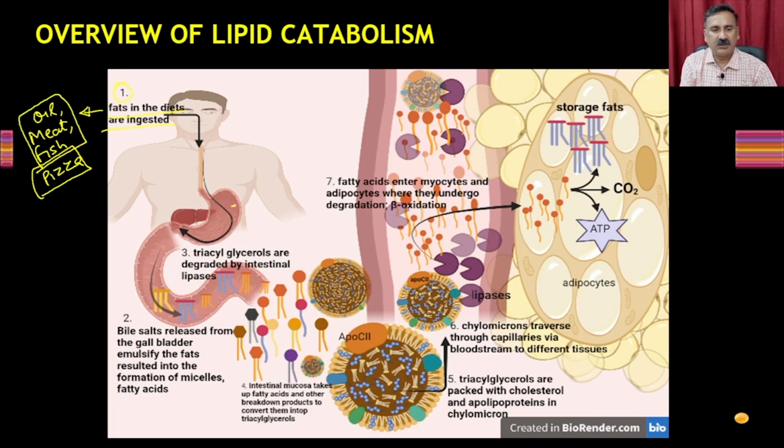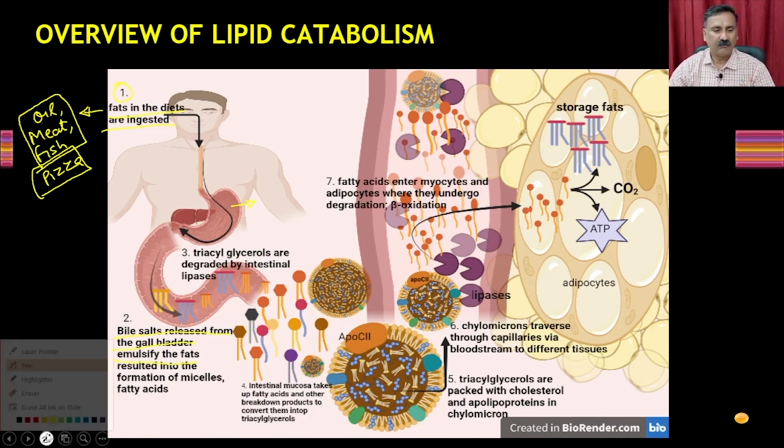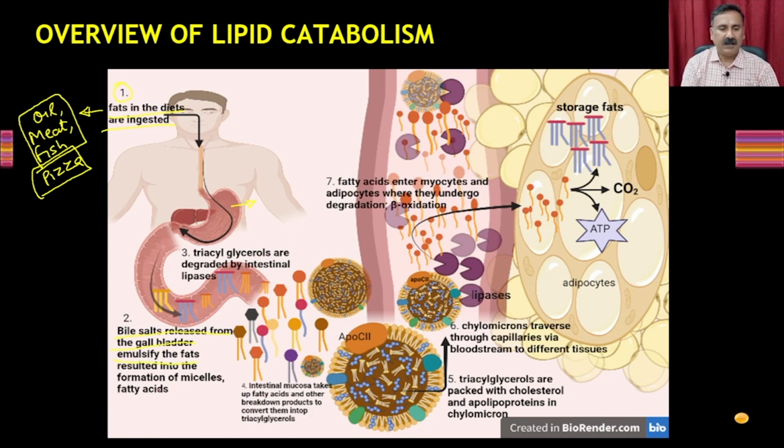There is no digestion of the fat in the stomach. When it enters the small intestine, bile salts are released from the gallbladder and emulsify the fat, resulting in the formation of micelles and fatty acids.